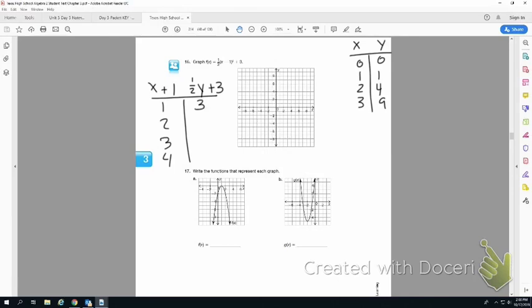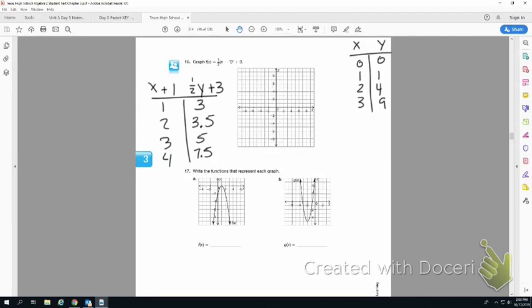So I've got 3. Half of 1 is 0.5, plus 3 is 3.5. Half of 4 is 2. 2 plus 3 is 5. Half of 9 is 4.5. Plus 3 is 7.5.